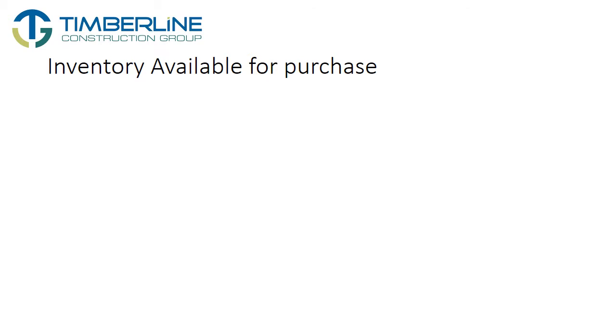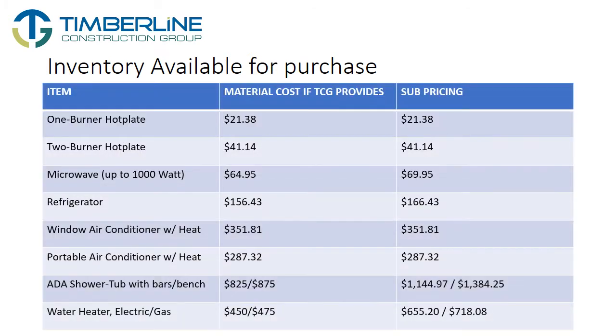These items are to be used on assigned work orders to the subcontractors. Those items are listed below. We have 1-burner and 2-burner hot plates. We have microwaves, refrigerators, window air conditioning units with heat, and portable air conditioners with heat. We have ADA shower tubs with grab bars and also with benches. We also supply water heaters, electric and gas, 50-gallon size.